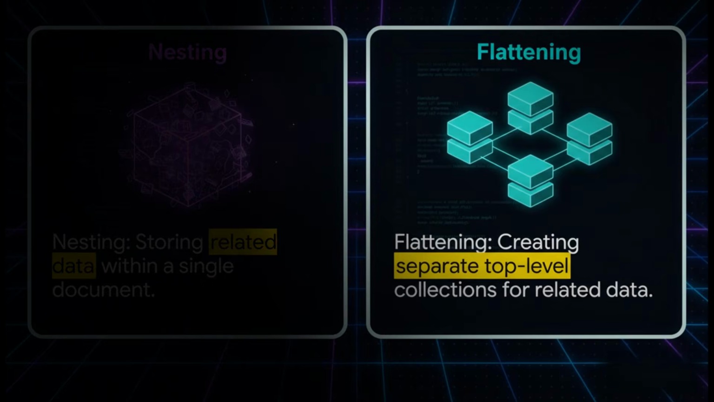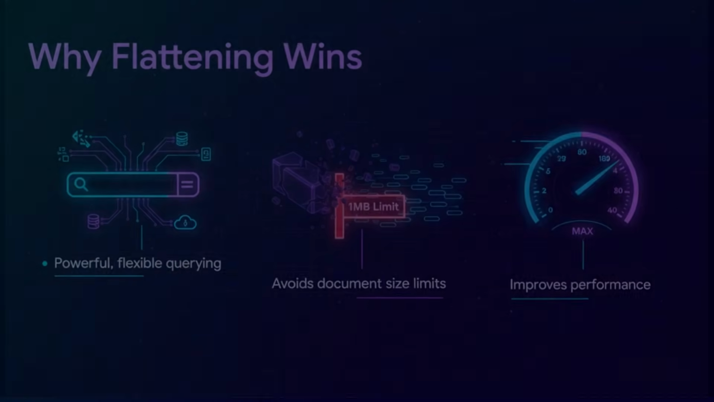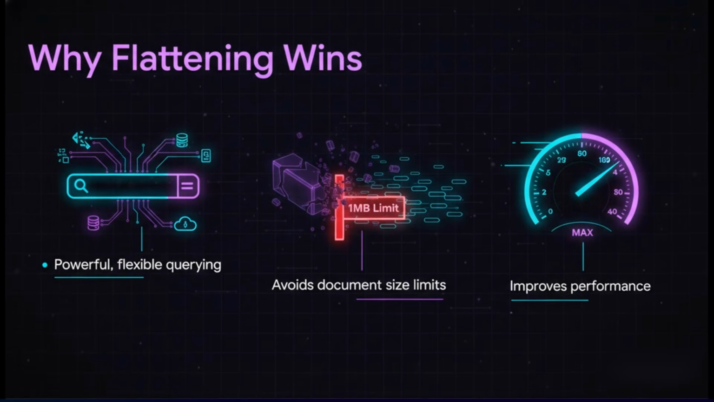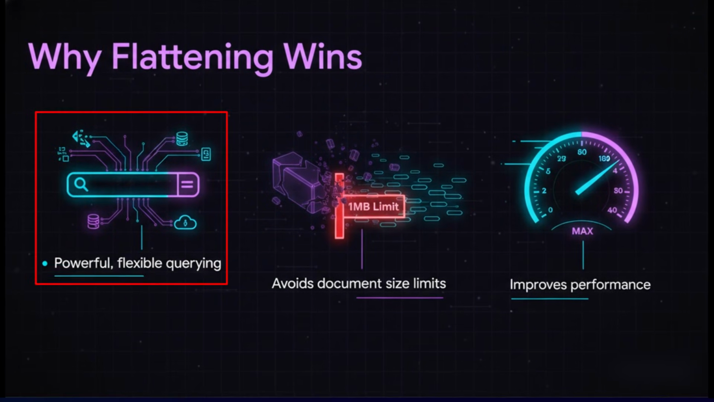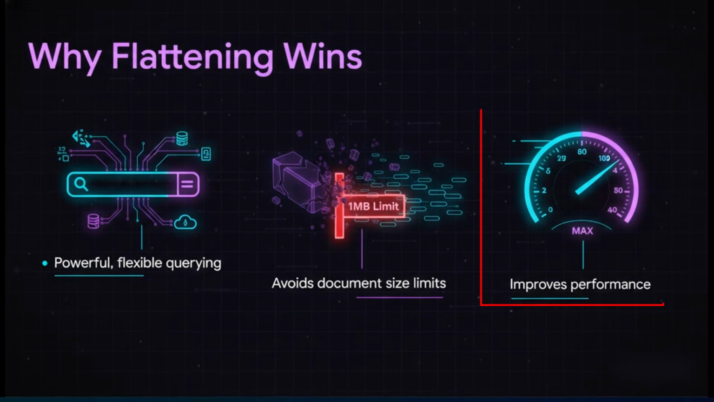Flattening, on the other hand, involves creating separate top-level collections for related data. You would then use the document's ID to link them together. This approach is highly recommended for Firestore, as it allows for much more powerful and flexible querying, avoiding document size limits and improves performance.